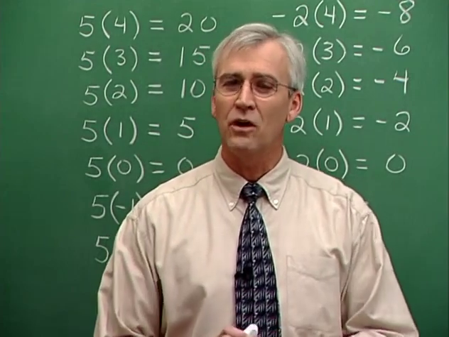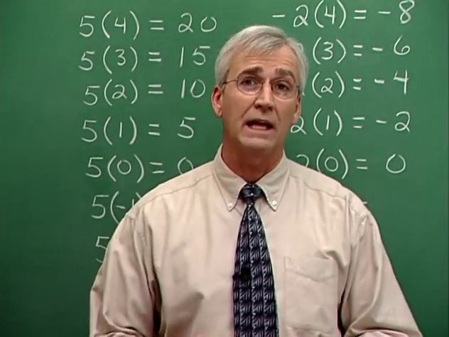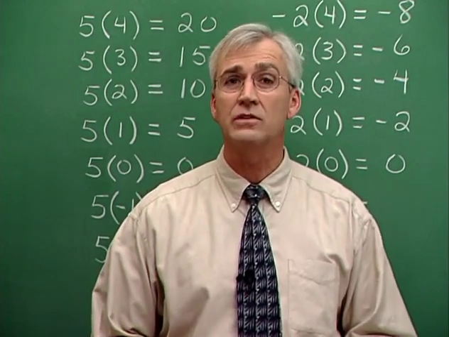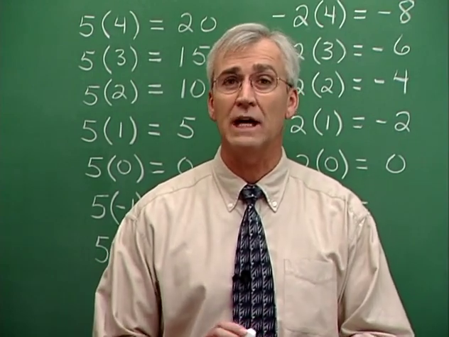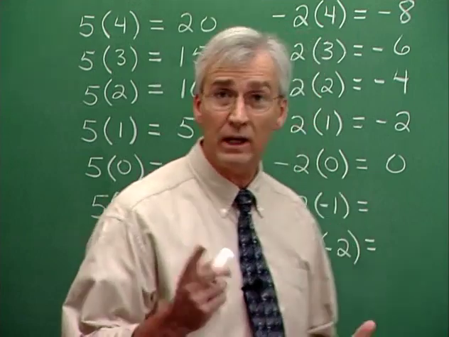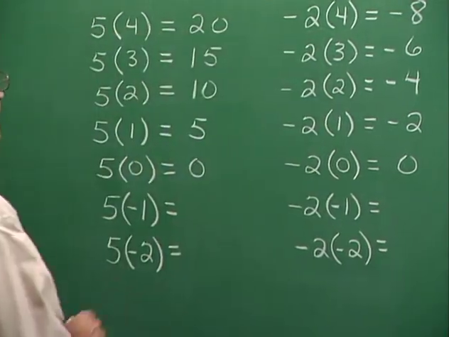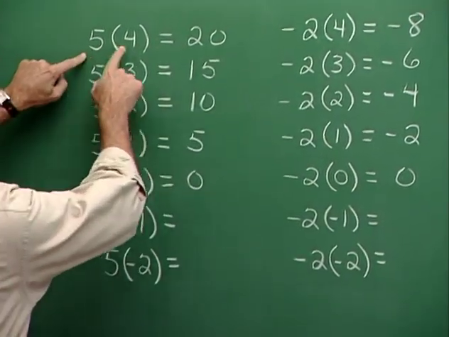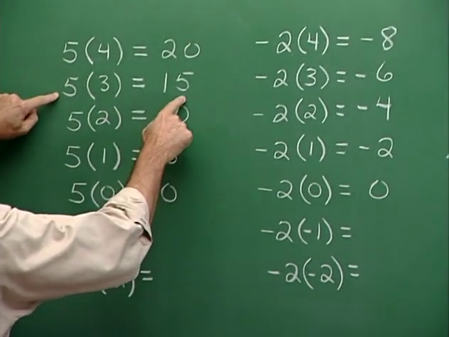You'll be delighted to know that the rules for multiplying and dividing integers are a good deal simpler than the rules for adding and subtracting. Take a look at this pattern. We're going to illustrate the rules before we actually write them down. Notice I have 5 times 4 here is 20, 5 times 3, 15.